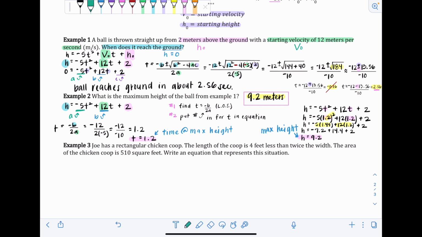Okay, so before we move on to example 3, this part right here is really nice to save. It's just instructions on how to find the max height in standard form. I'm going to throw the title above that. So max height in standard form.